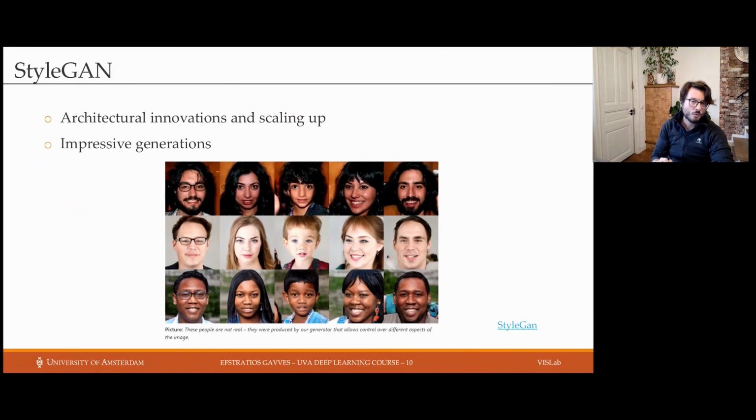Last, StyleGAN was proposed last year by NVIDIA, mainly proposing architectural innovations and ways we can scale up the architecture and using images of high resolution and therefore also outputs of high resolution. They were able to obtain impressive generations, as you can see in this picture, and as I showed you in the pictures before. So this shows the potential that GANs have in generating realistic or real-like samples.